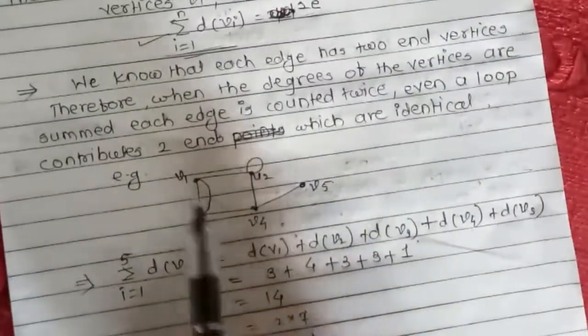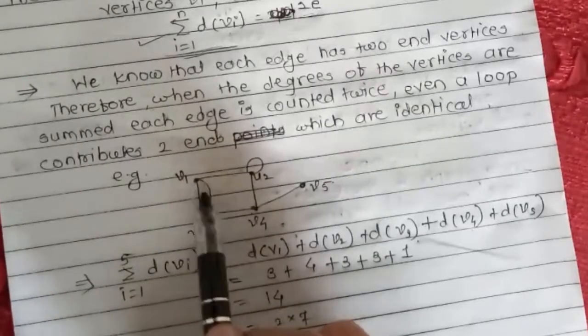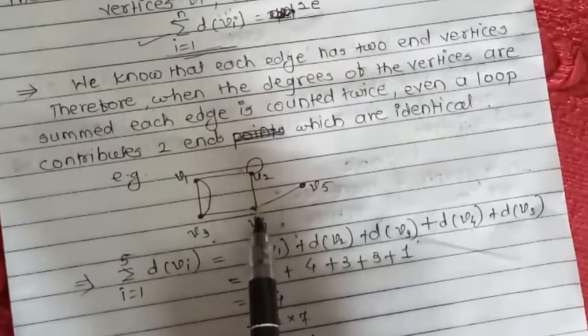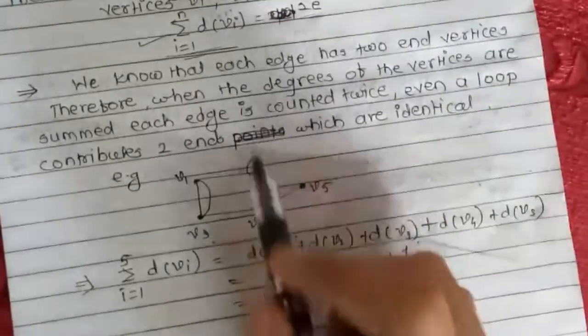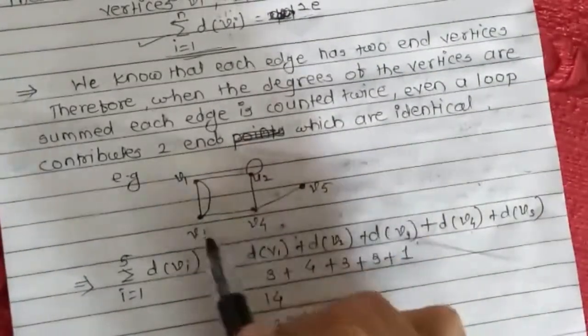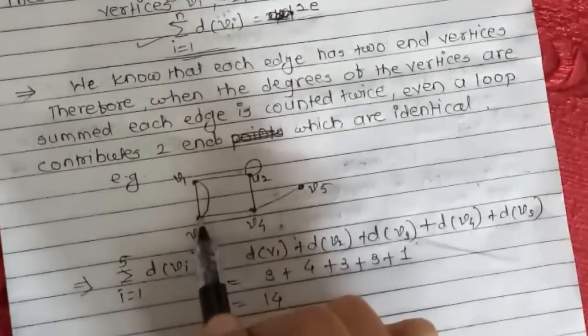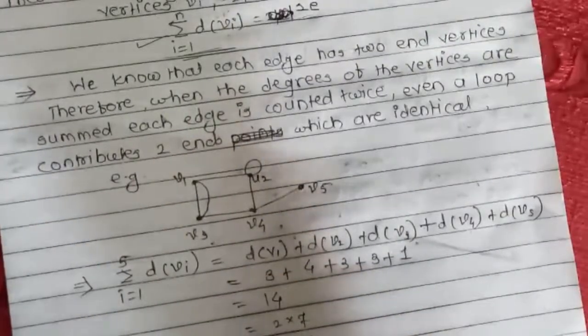Simple. For example, in this graph V1 has degree 3, which is odd, therefore V1 is an odd vertex. Similarly, degree of V4 is equal to 3, therefore V4 is also an odd vertex. And there is also vertex V3, which has degree 3, therefore this vertex is also odd.